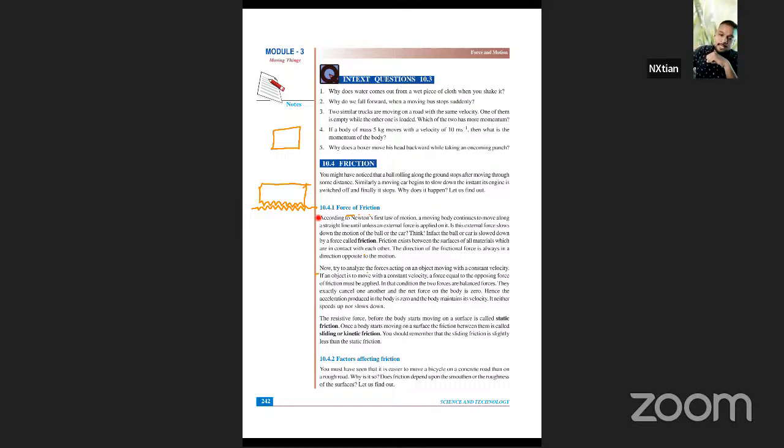When you are riding a bicycle, even if you do not use the brake, the cycle will stop. Yes, it will take some more distance, but it will stop. Definitely, it will stop because of friction only.